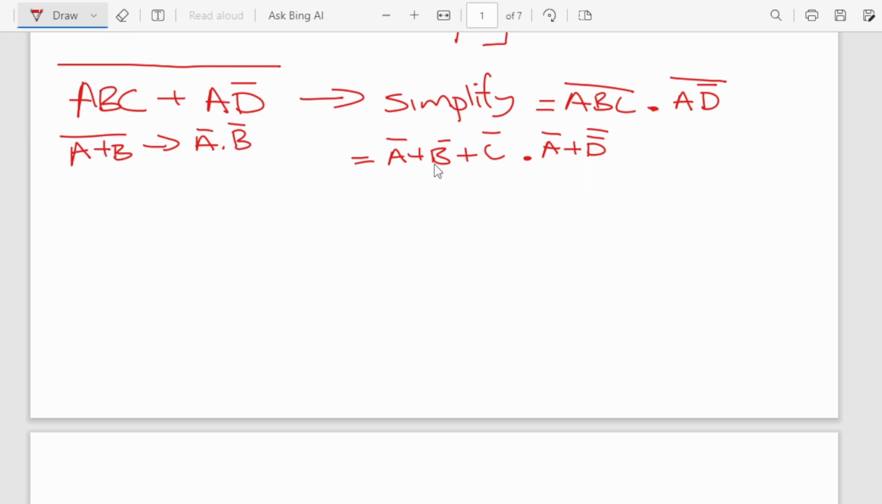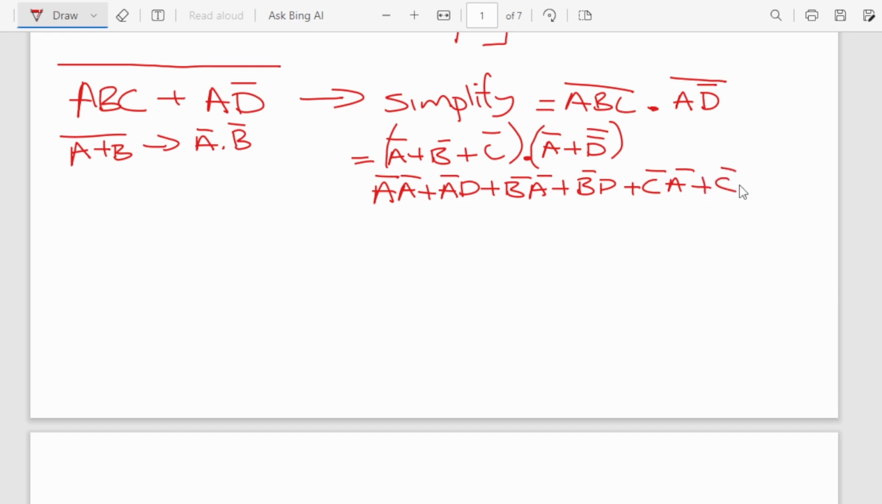Okay, so if we add this to here, you can see that we have A, and this is going to be multiplied by this. These are our terms right here. So let's go ahead and multiply. We're going to have A bar plus A bar D plus B bar A bar plus B bar D plus C bar A bar plus C bar D.